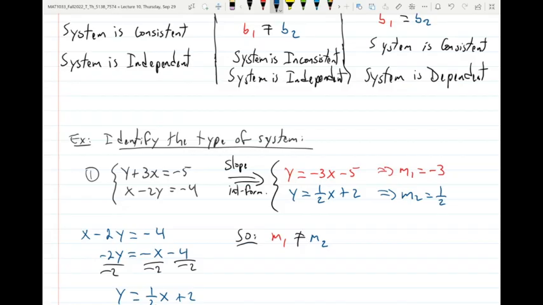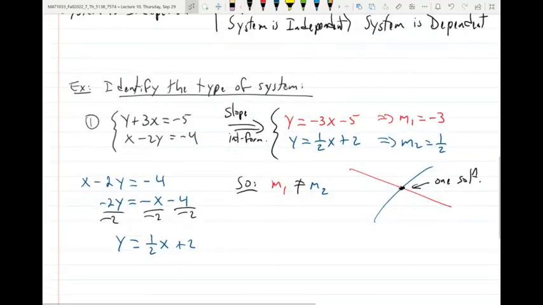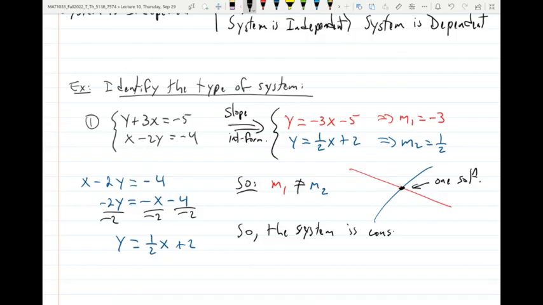Think about the picture. How does the picture look? The red line, is it going up or down? It's going down, and the blue line is going up. So you have a picture like that. What do we have? One solution. Right here, you know that you are in this case. So how is the system? If there is a solution, we say it's consistent. And when there is only one, we say it's independent. So the system is consistent and independent.